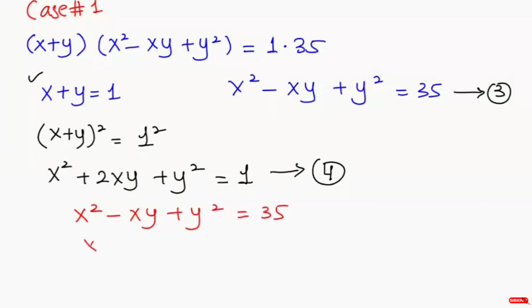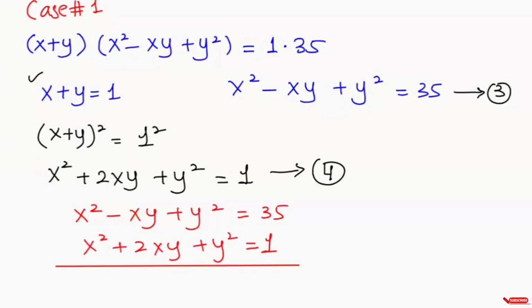And this equation 4, I'm going to write plus y squared is equal to 1. So I'm going to change the sign here. So this is going to cancel out and this is going to cancel out. Here we will get minus xy and minus 2xy is equal to minus 3xy. And here plus minus minus, so here we will get 34.